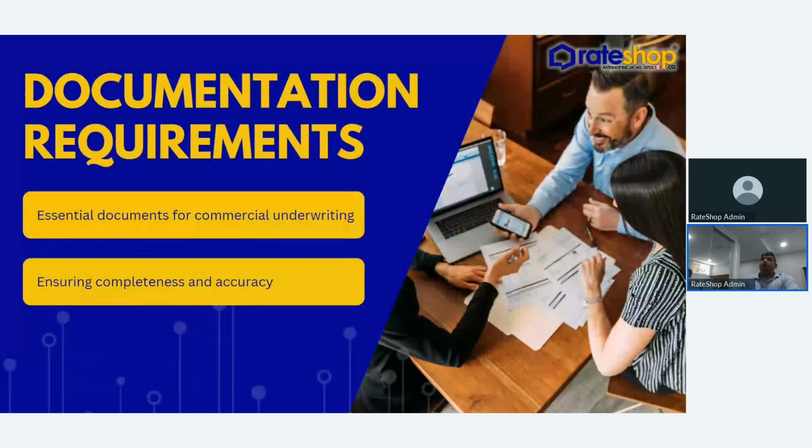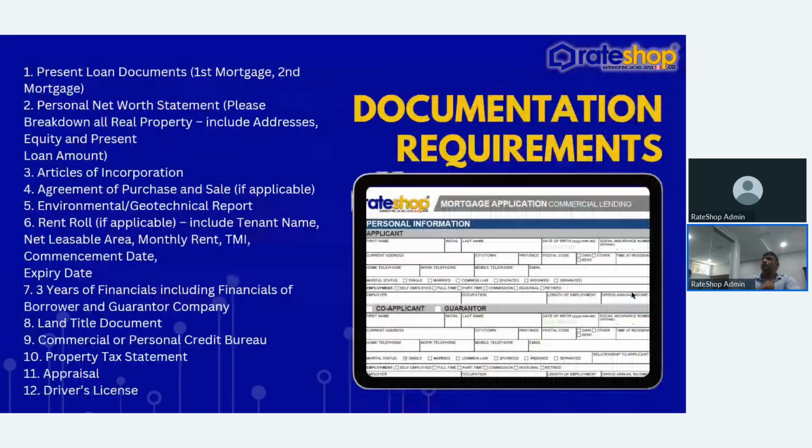So the document requirements, essential documents for commercial underwriting and ensuring completeness and accuracy. I think we're missing a slide here. Oh, no, we're not. So this is a slide that helps you understand the mortgage application on the right-hand side. We've used this as an example of what information you should be collecting from the client. I would not recommend, like we do in the case of residential transactions sometimes, we just have the client complete the application and then it comes back.